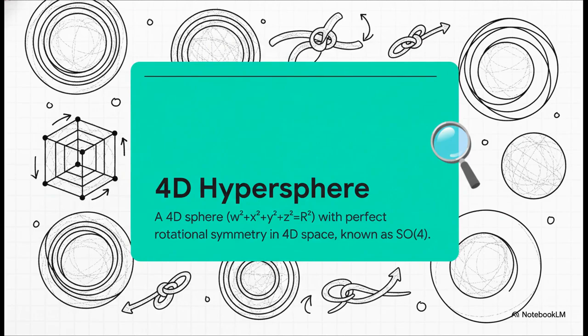Now, it has what mathematicians call SO4 symmetry. That's just a fancy way of saying it is perfectly, absolutely symmetrical. Imagine you could rotate it in any of its 4 dimensions, and it would look exactly the same. It's really the ultimate balanced object.